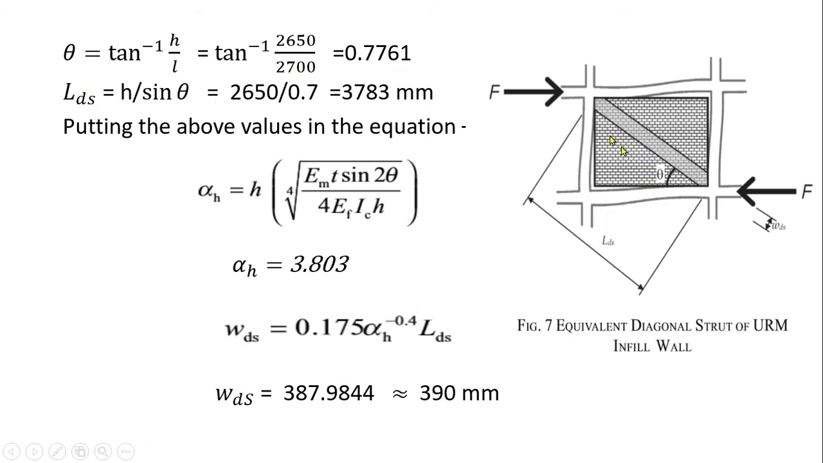From this angle we can find the diagonal length of our strut, because this length will be used in our formula to find the width of the strut, which is given by this formula WDS. LDS will be used here, so we first find LDS, and then we put alpha h and LDS in this formula to find the width of our equivalent strut. Our width has come out to be 390 mm. Now we have found all the parameters, so we will start the modeling in Etabs. Let's get started.